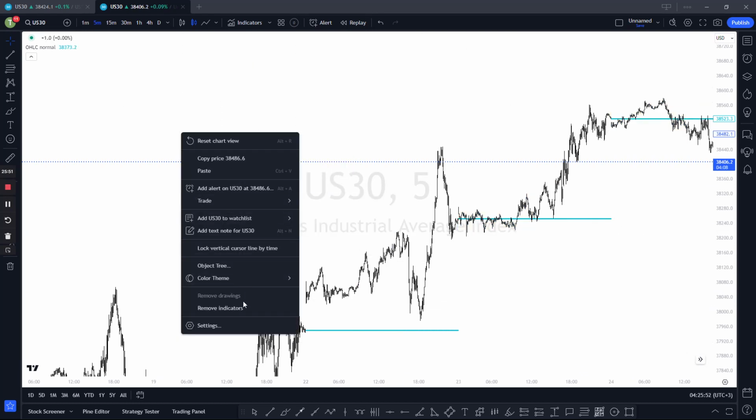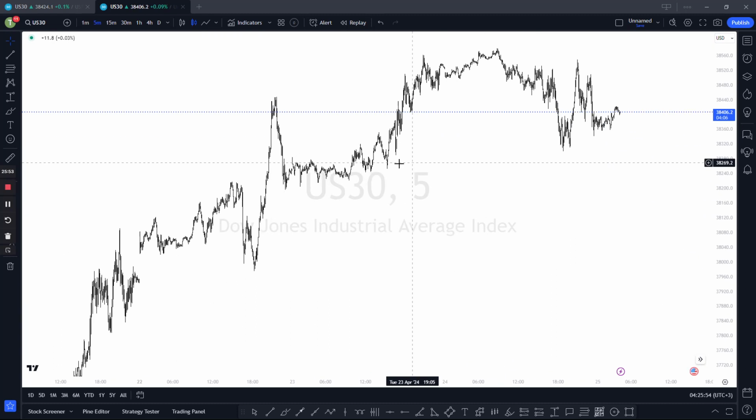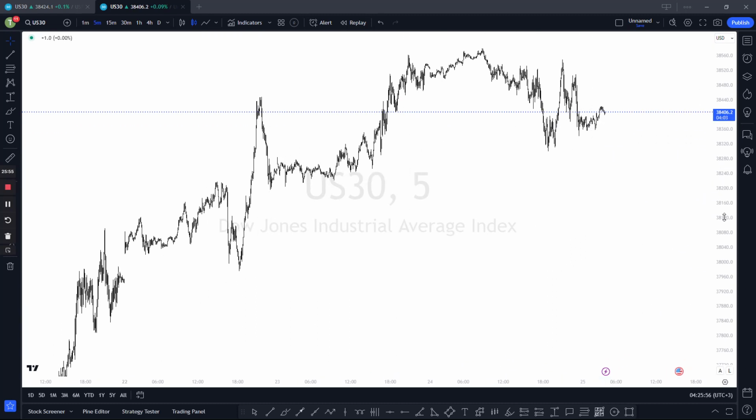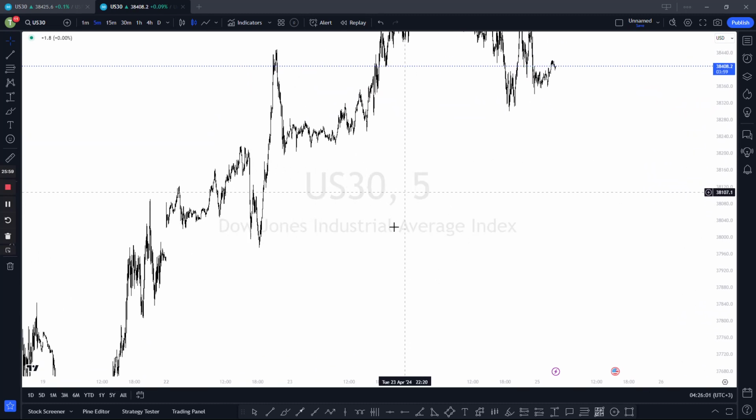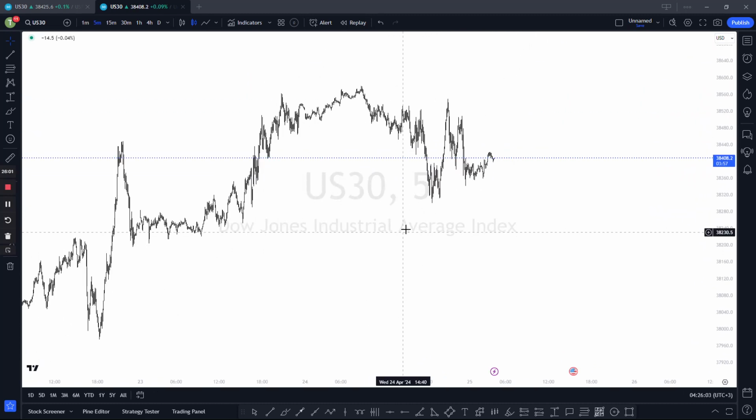Let's take everything off the chart. Okay. Check this out. One more magic number. Okay. This is pretty cool. This works for US30 and it works for NAS 100 as well. It actually works a little better on NAS in my opinion.